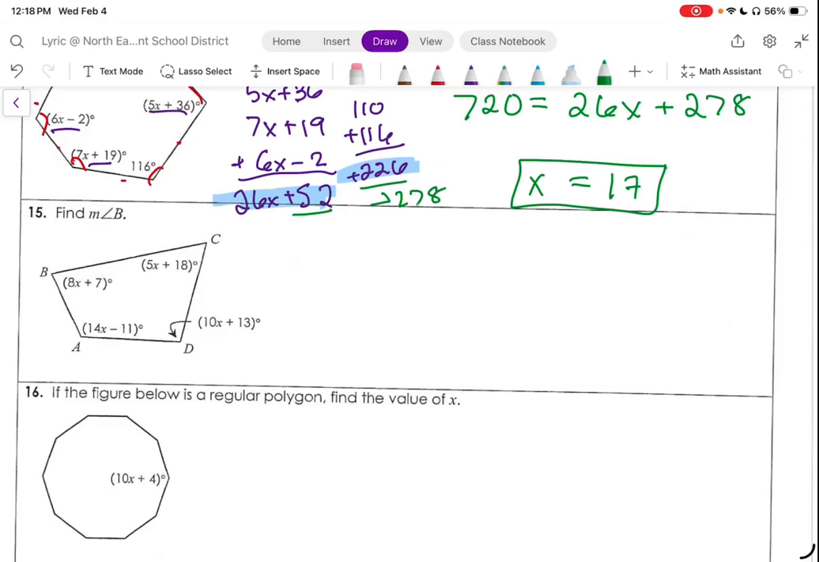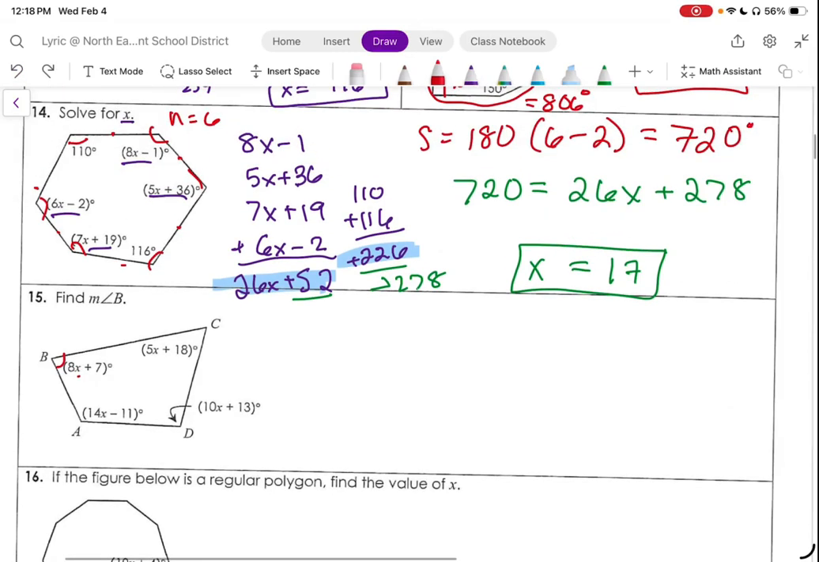All right, hopefully you paused the video and you tried number 15. We're going to speed run through it really quick. So 15, it's asking us to find angle B. So not just x. We first need to find x, and we need to solve for x just like we did on the last one, and then plug it into angle B here to find what the measure of angle B is.